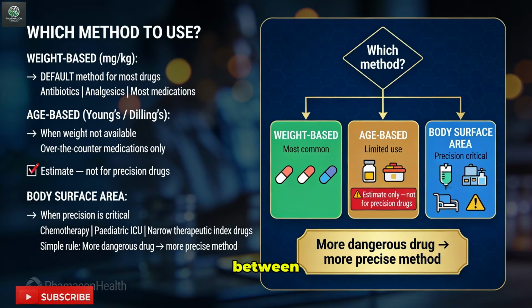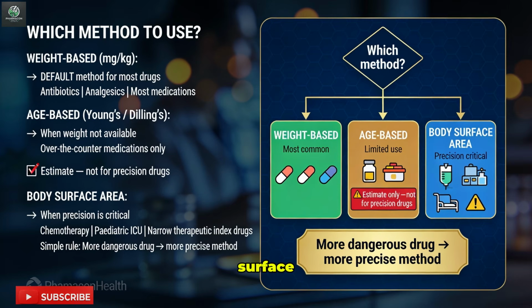How do you choose between weight-based, age-based, and body surface area dosing? Here is a simple guide. Use weight-based dosing, milligrams per kilogram, for most everyday medications, antibiotics, pain medications, and most drugs in both children and adults. This is your default method. Use age-based dosing, Young's rule or Dilling's rule, only when you do not have access to accurate weight data, or for simple over-the-counter medications where precision is less critical.